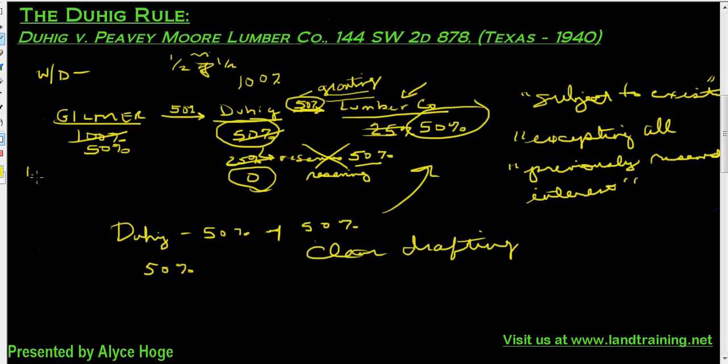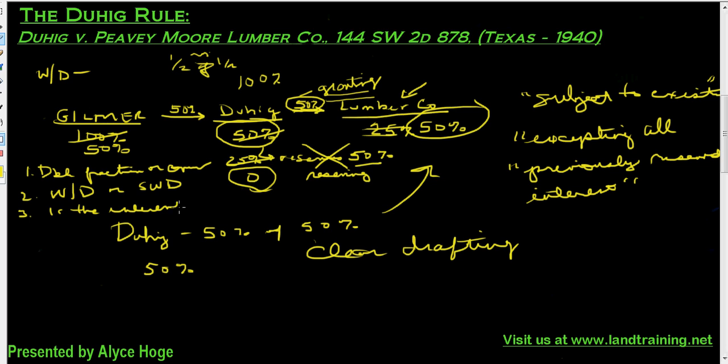So the first question is, is there a double fraction or an overconveyance? The second question is, is this a warranty deed or a special warranty deed? And the third question is, is the interest disclosed? Those are your red flags that are going to let you know if the Duhig Rule applies. I hope that this was helpful. This is, in fact, the Duhig Rule in a nutshell.